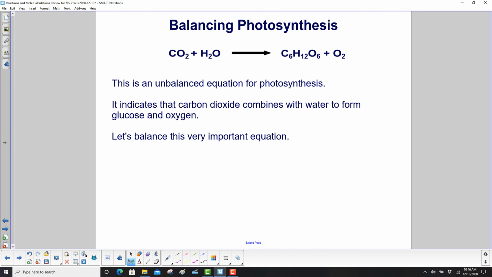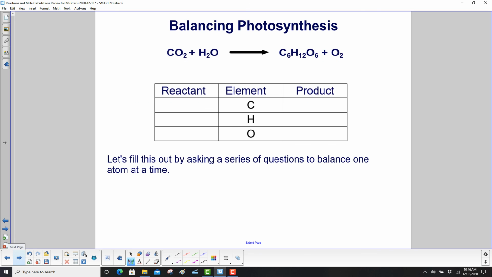This is an unbalanced equation for photosynthesis. It indicates that carbon dioxide combines with water to form glucose, this is glucose right here, that's a sugar, and oxygen. Let's balance this very important equation. We'll fill this out by asking a series of questions to balance one atom at a time.